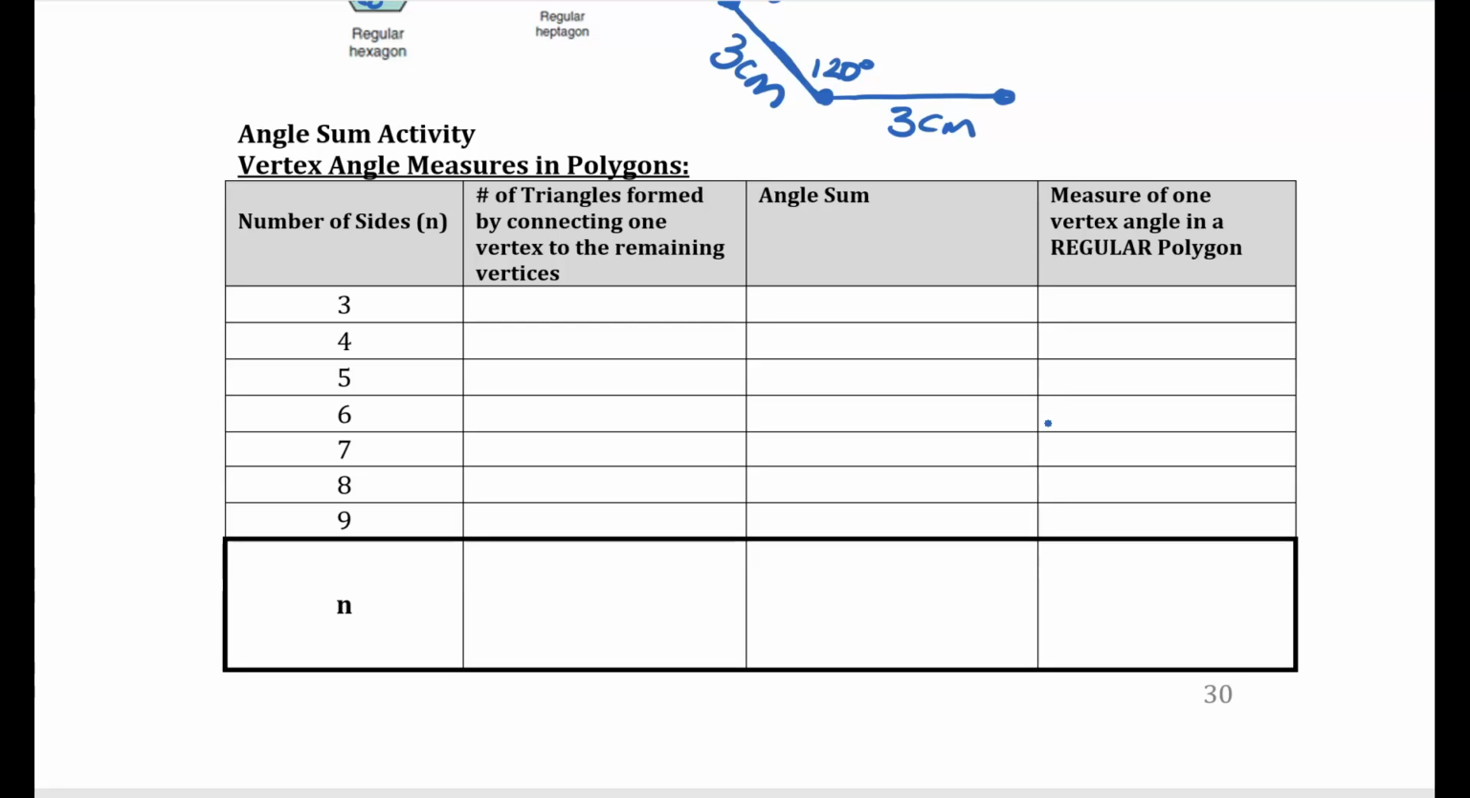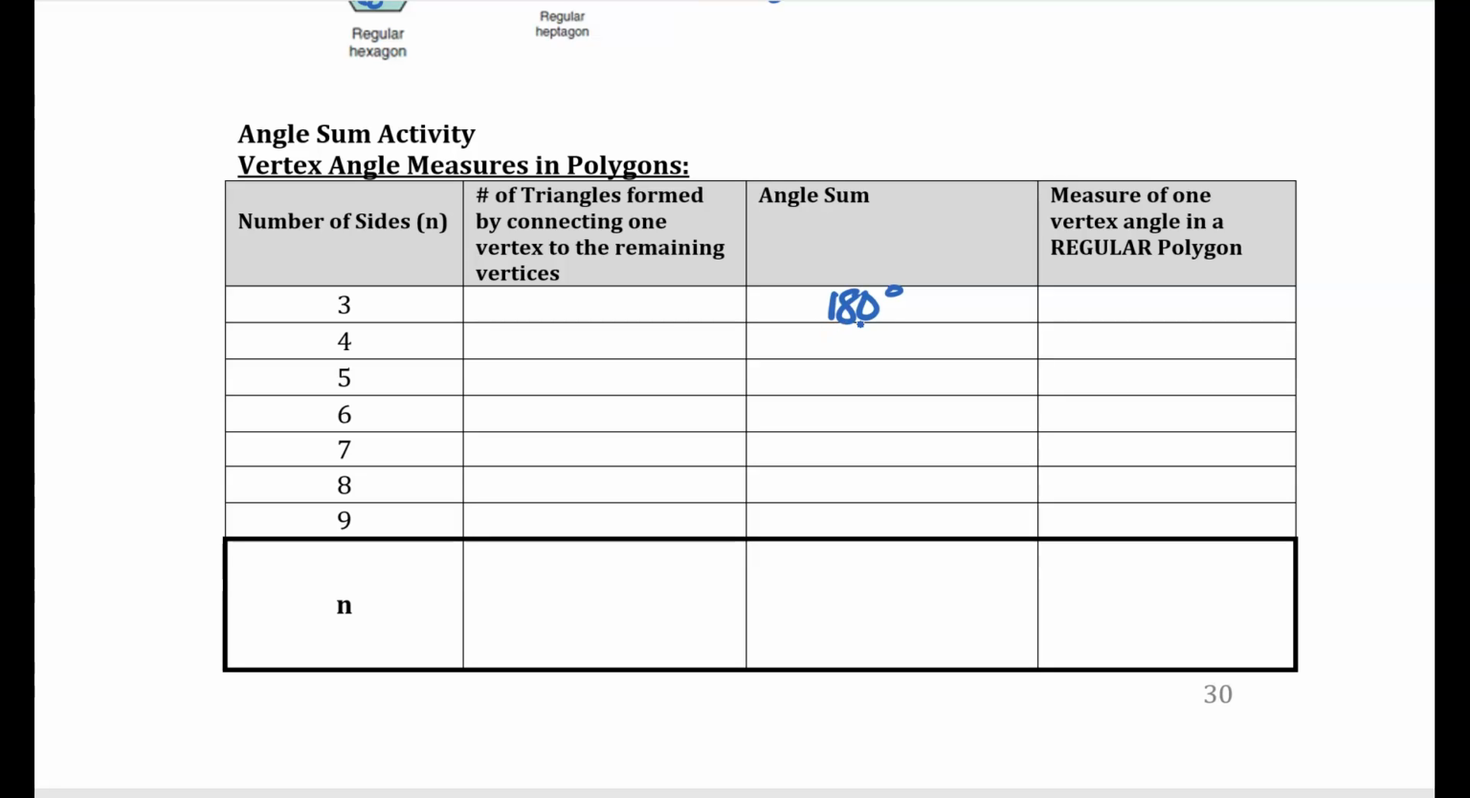Then I have students measure with a protractor all of the angles inside of each polygon, and then we write them down. And here is what we find. The total angle sum inside of a triangle, any triangle, is 180 degrees.